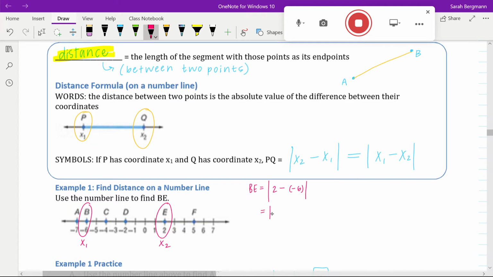That gives me 2 plus 6, still under absolute value. 2 plus 6 is 8. The absolute value of 8 is 8. Remember, absolute value is asking for the distance from 0.